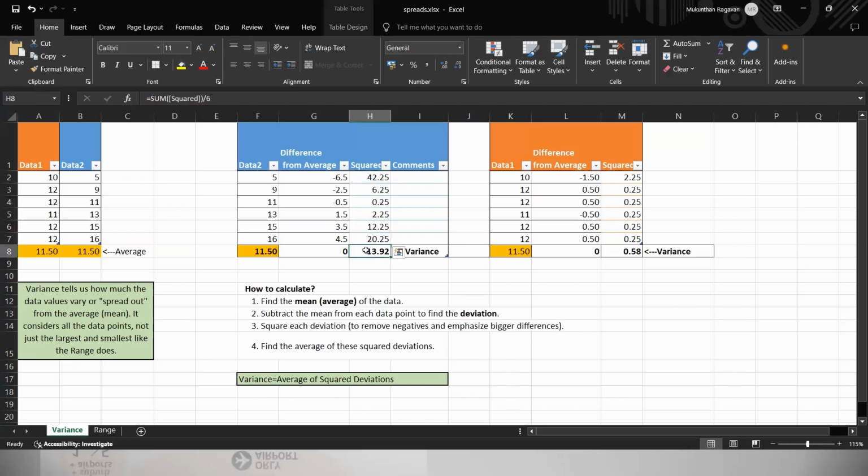Then we will sum it up, then we will find the average for that. So this average tells 13.92. Now we have done the same exercise for dataset 1 also. Here you can see the variance is 0.58 for dataset 1 and 13.92 for dataset 2.